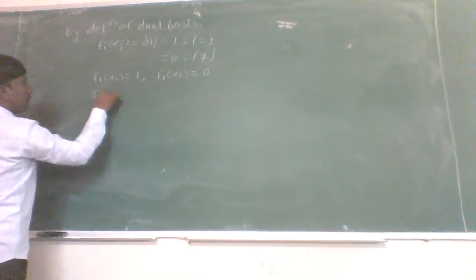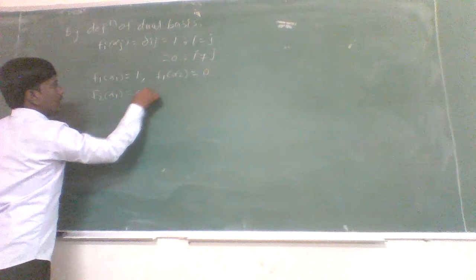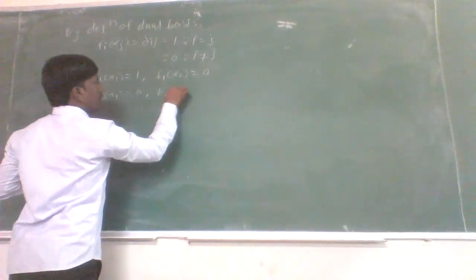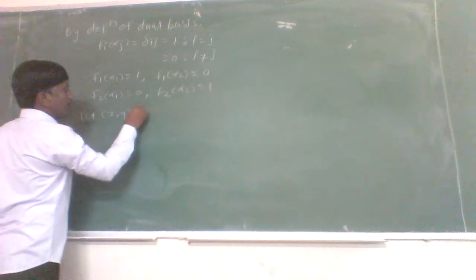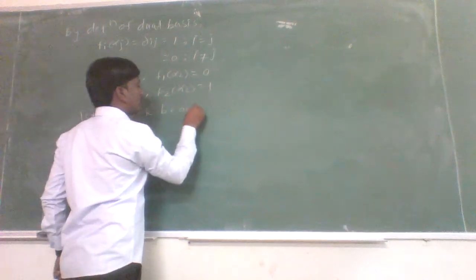Similarly, F2 of alpha 1 is equal to 0 and F2 of alpha 2 is equal to 1. So this is from the given definition of a dual basis.